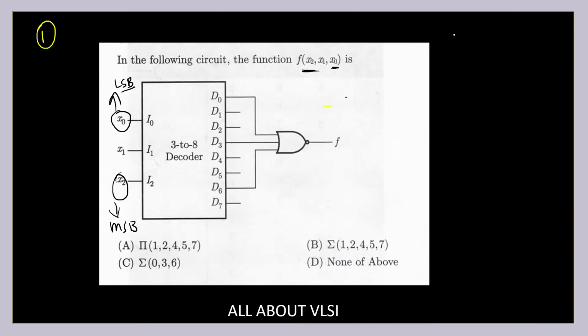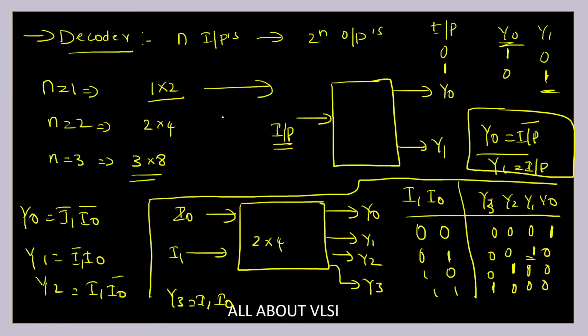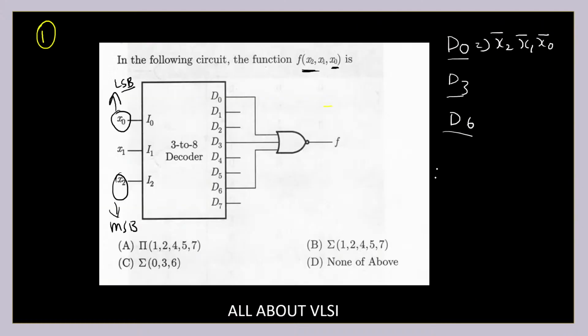You can see D0 is connected, D3 is connected, and D6 is connected. Only these three outputs have been connected to a NOR gate. Now, what is the expression for D0? D0 is x2 complement into x1 complement into x0 complement. How are we getting this? From the previous discussion on the decoder. For a 3 cross 8 decoder, Y0 is I2 complement, I1 complement, and I0 complement. So x2 complement, x1 complement, and x0 complement.